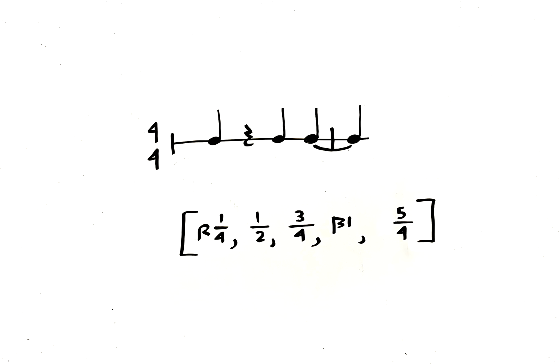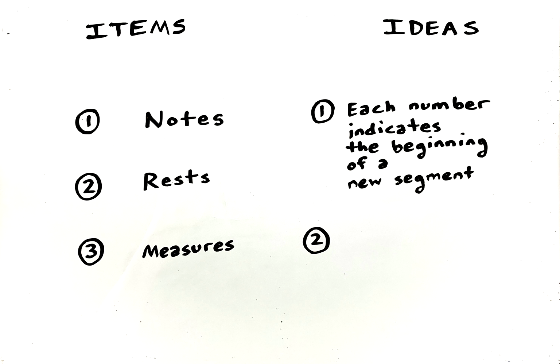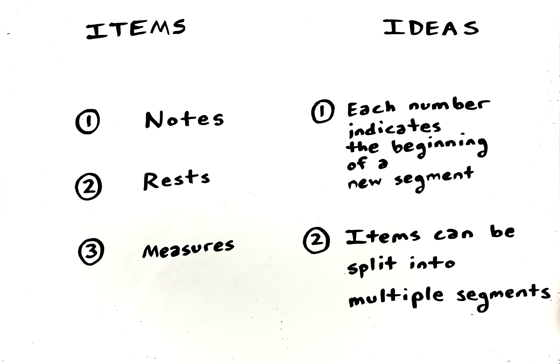As we stated earlier, the 3 types of items are notes, rests, and measures. There are 2 ideas to keep in mind when indicating these items. First, each number indicates the beginning of a new segment. In addition, each number indicates the beginning of a new type of item. A note number begins a new note, a rest number begins a new rest, and a bar line number begins a new measure. Second, items can be split into multiple segments.